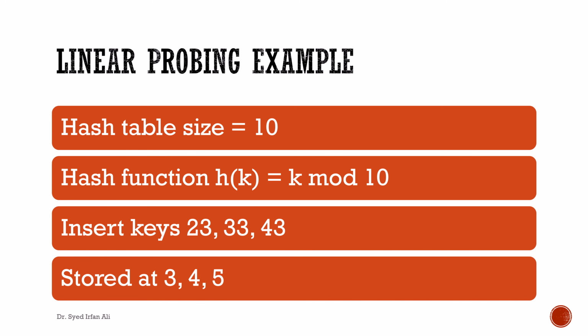Next key is 43. 43 mod 10 again gives 3. Index 3 is full. Index 4 is also full. So we move to index 5, which is empty. So 43 is stored at index 5. This is how linear probing works, checking next index one by one.